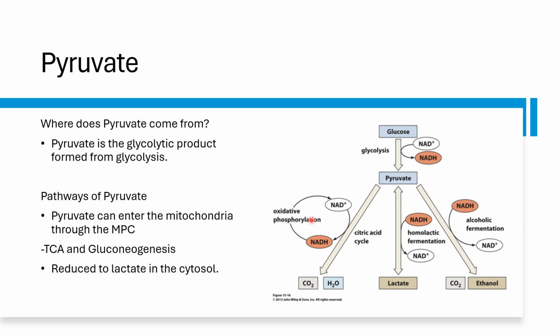Another pathway that results from pyruvate is gluconeogenesis. And lastly, pyruvate can be reduced to lactate in the cytosol, as you can see here. This actually produces less ATP, but can result in glycolysis being maintained at higher rates.